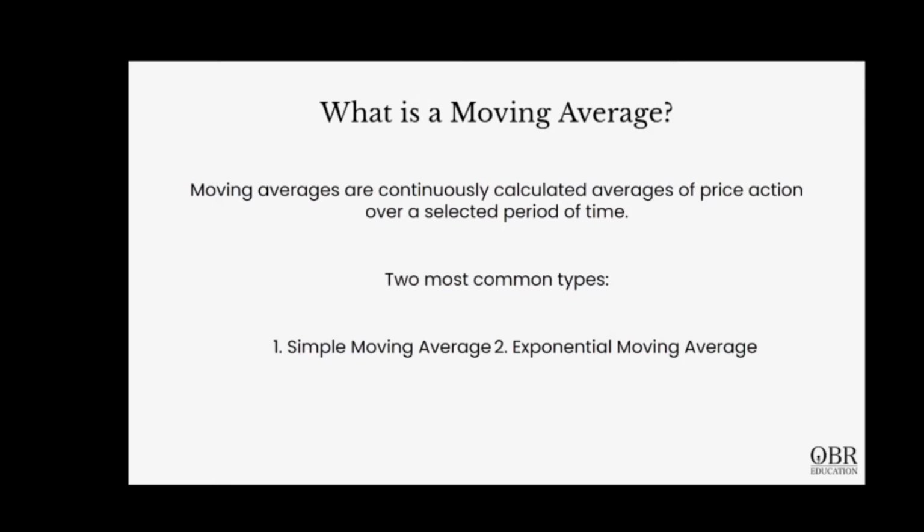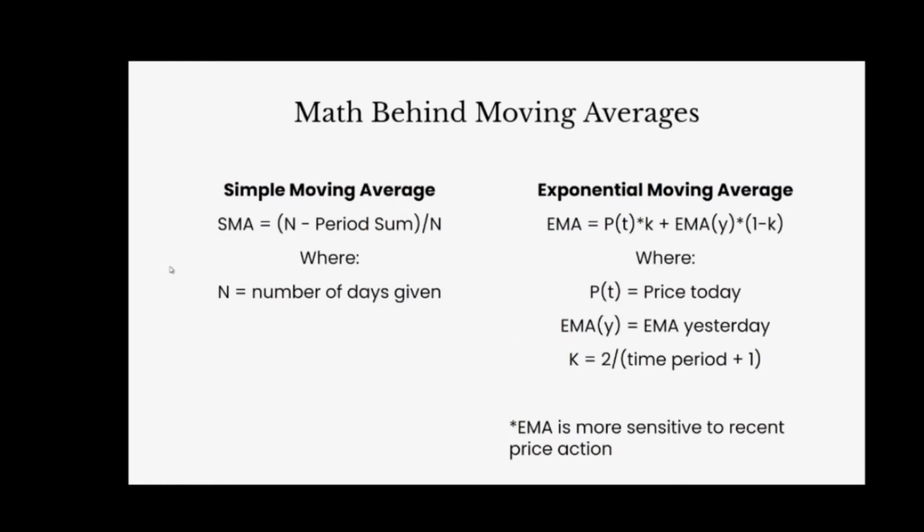So I'm going to start off talking a little bit about moving averages. So what are moving averages? They are continuously calculated averages of price action over a selected period of time. You're basically taking price action from a stock or other security over a set amount of time that you're allowed to choose. You can set it to whatever you'd like, but there are a few main ones that traders use. The two most common types of moving averages that people use are going to be the simple moving average and the exponential moving average. There are some significant differences between the two that we're going to be going over, but some people decide to use one over the other, and we'll get into those reasons right here.